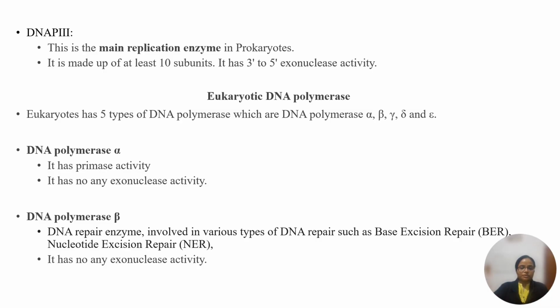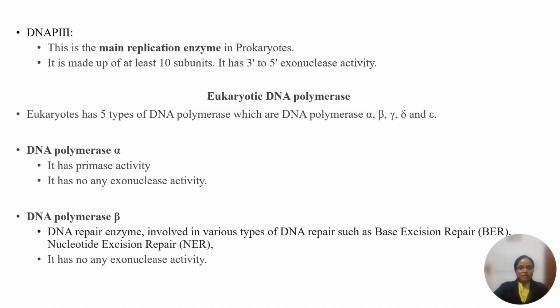Now, in case of eukaryotic cells, there are more than 10 to 15 different types of DNA polymerases, and there are different types. But here we are discussing the important ones, like there is DNA polymerase alpha, beta, gamma, delta, and epsilon.